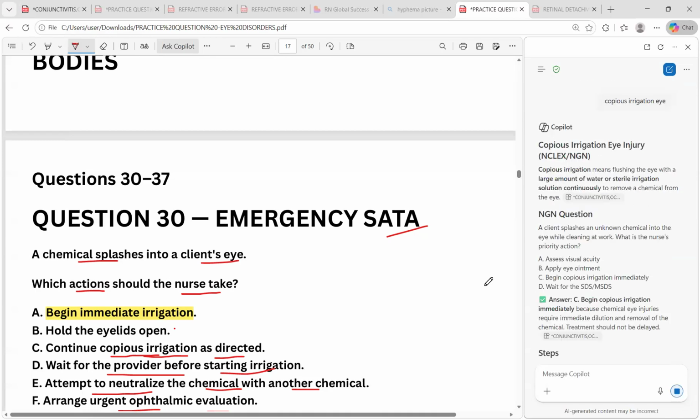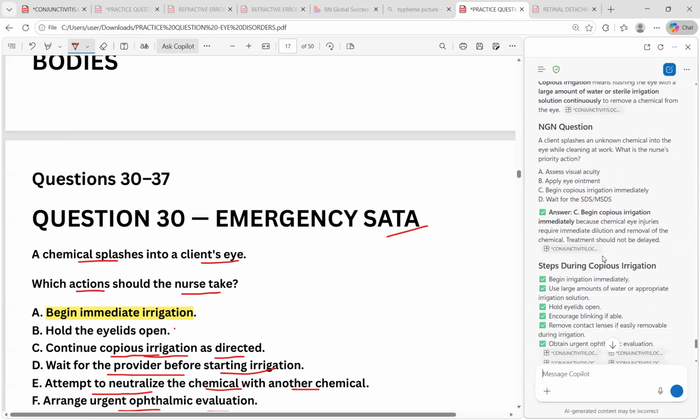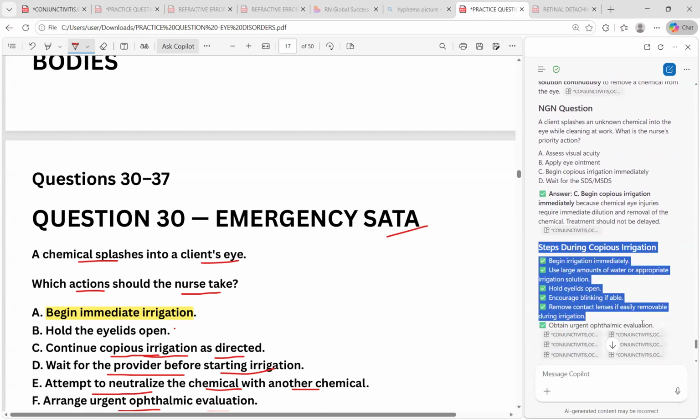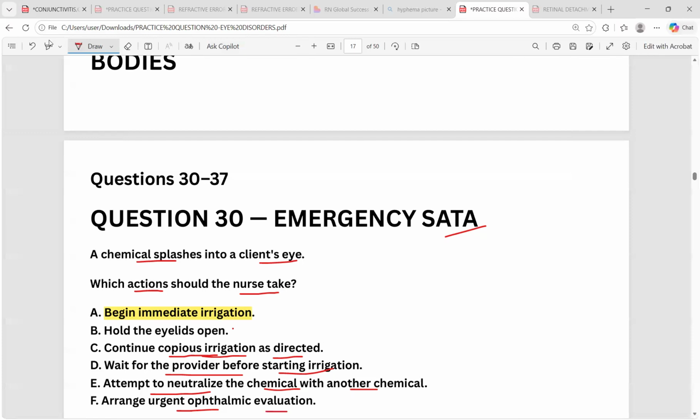Then attempt to neutralize the chemical with another chemical. No, we should not neutralize any chemical when a patient comes with chemical splashes. Then arrange urgent ophthalmic evaluation. Yes, we have to arrange ophthalmic evaluation. Okay, so I'll go with A, C, and F. And B, keep eyelids open.